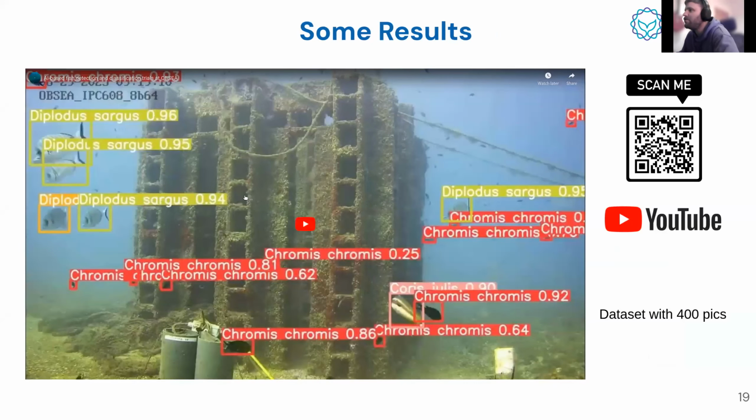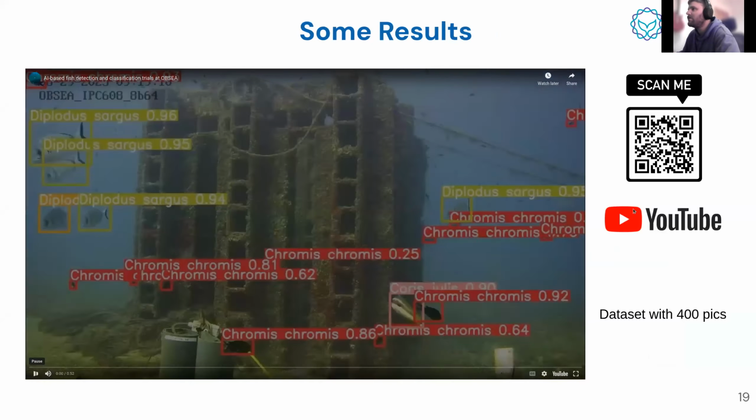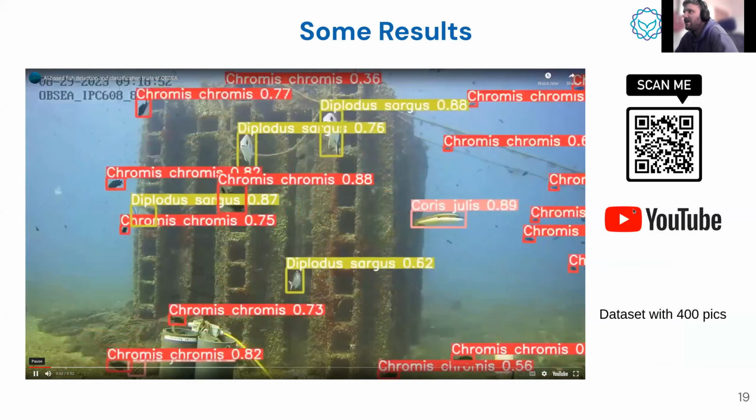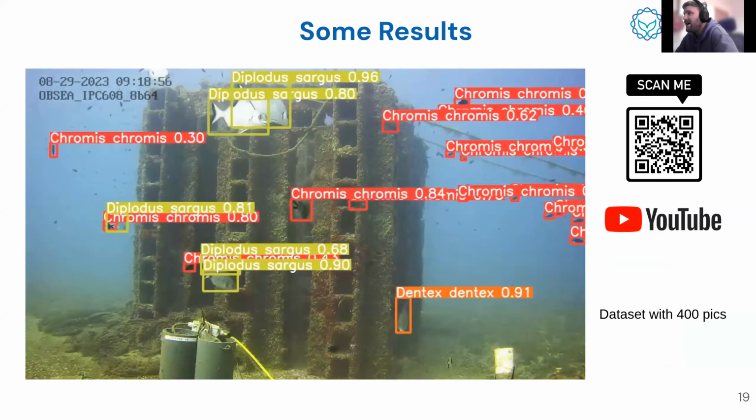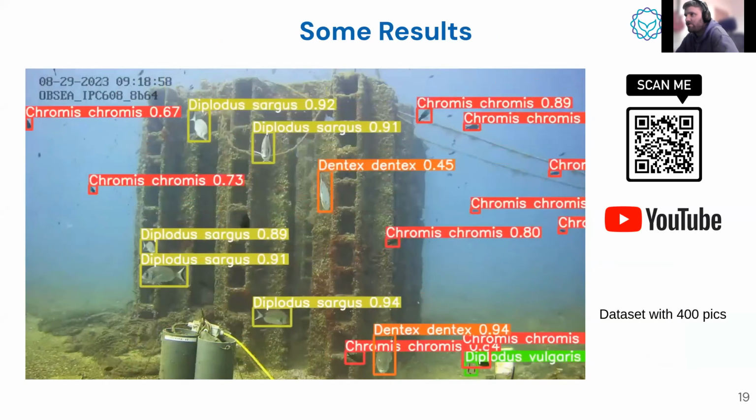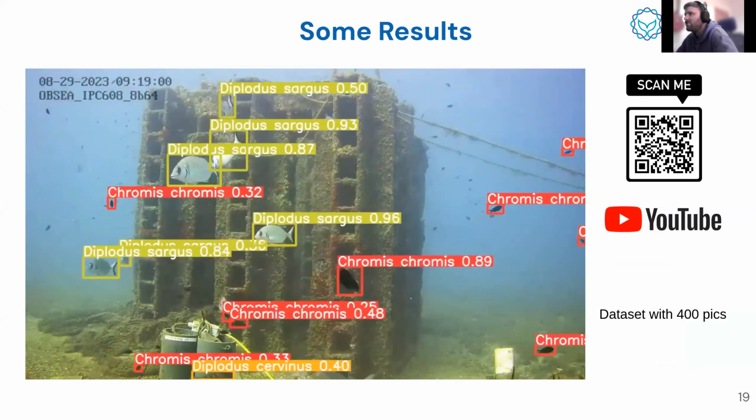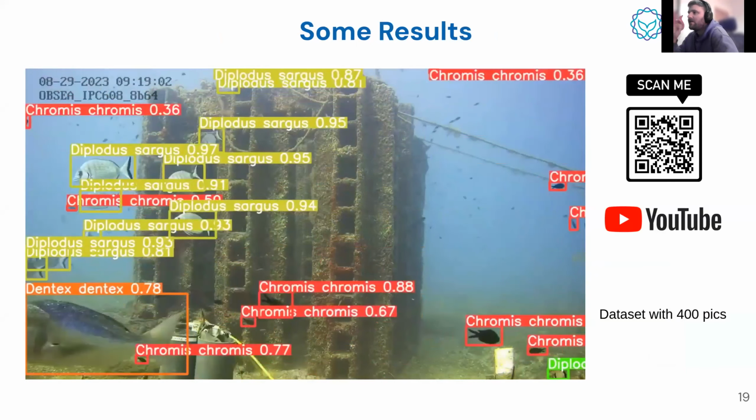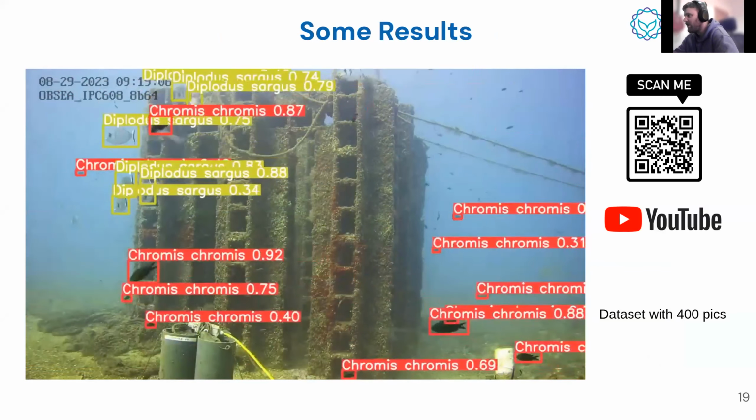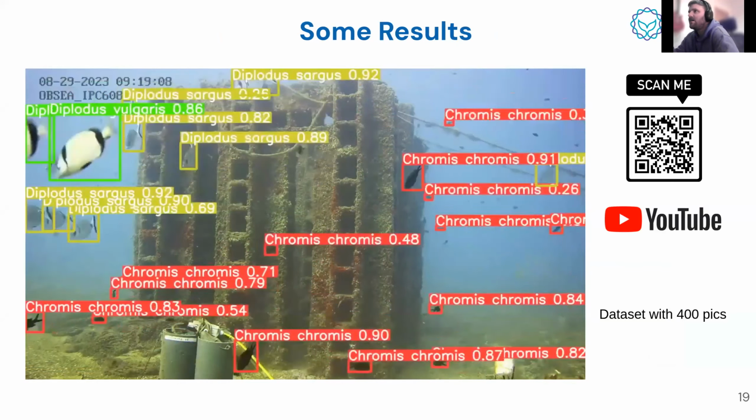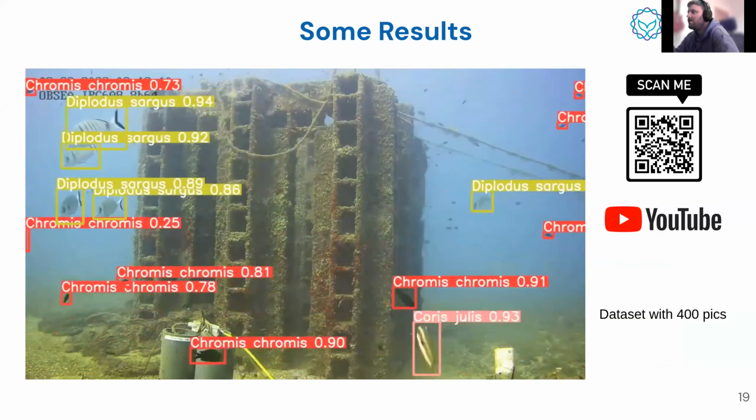And now let me show you some results. This is a video inference with a YOLO, and with only 400 pictures. So it's not that much data actually, and it's quite good. We had 400 pictures with 12 classes. And actually, it looks great.